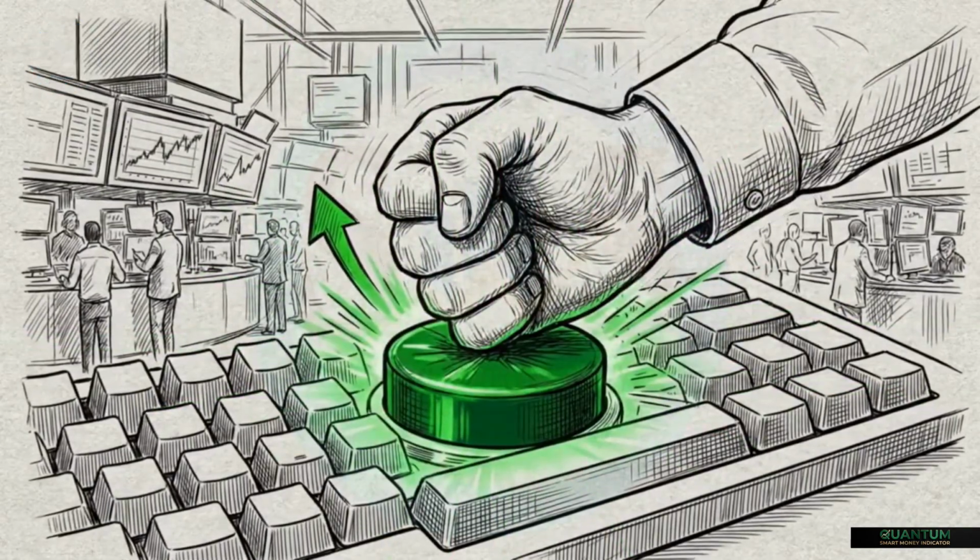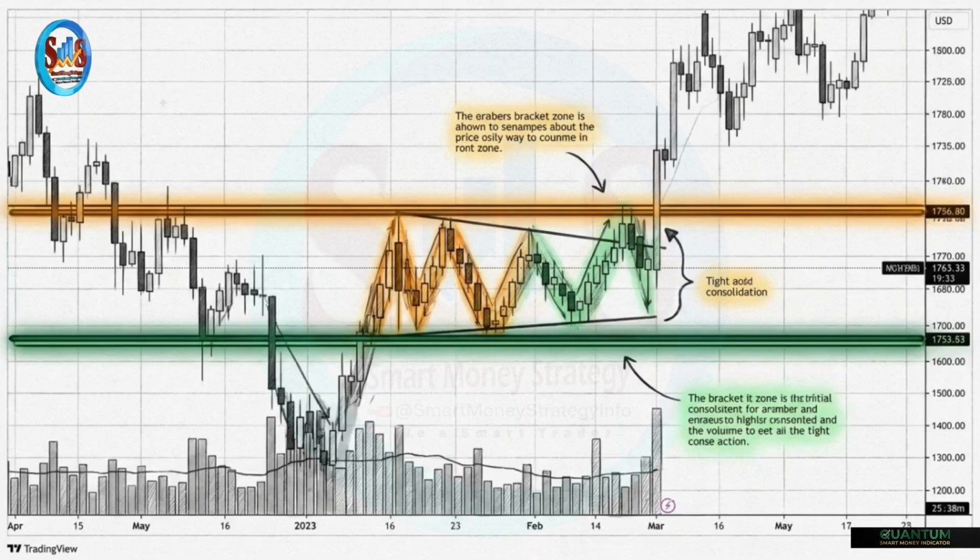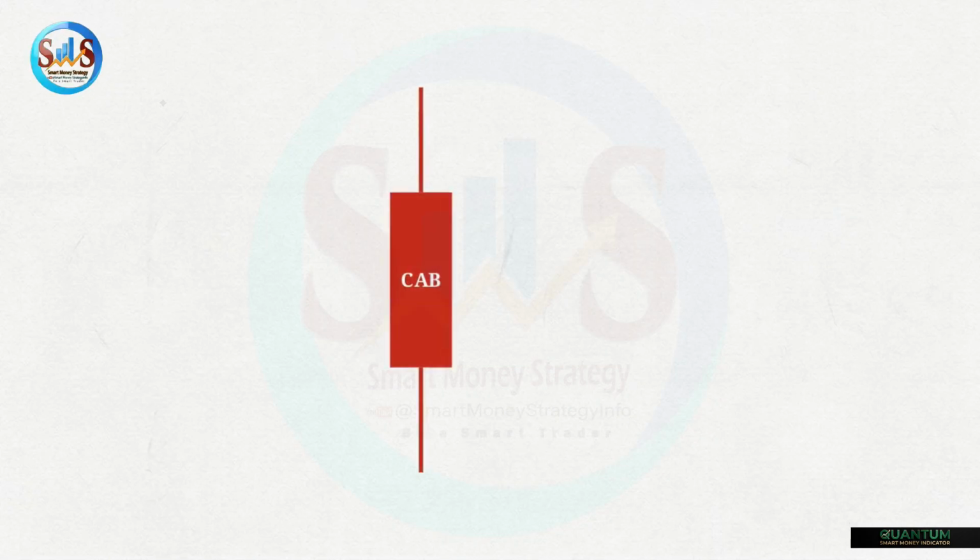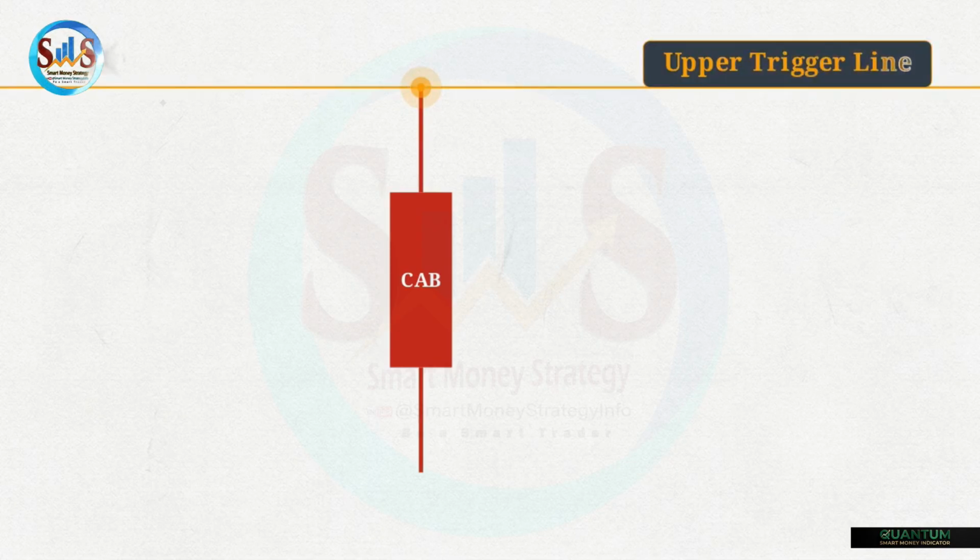A valid CAB typically displays a wide spread, meaning the distance between its high and low is significantly larger than the candles preceding it. This extreme volume signature serves as empirical evidence that institutional buyers have stepped in to halt the retail sell-off. To trade the CAB, we must first map its boundaries. These lines will act as the proving ground for the market's next move.